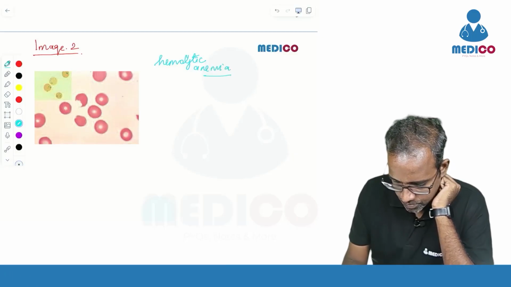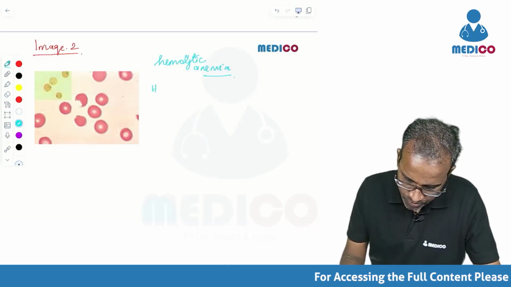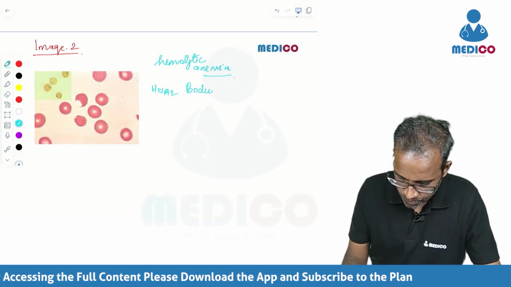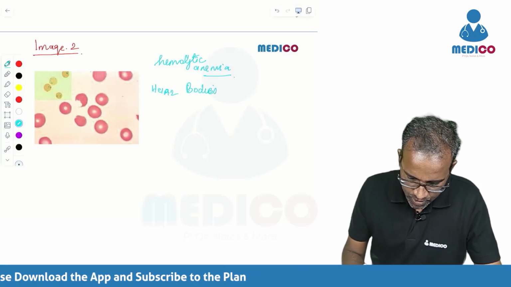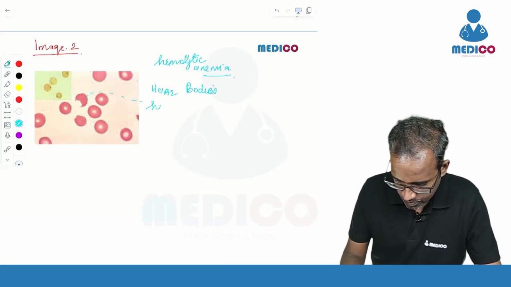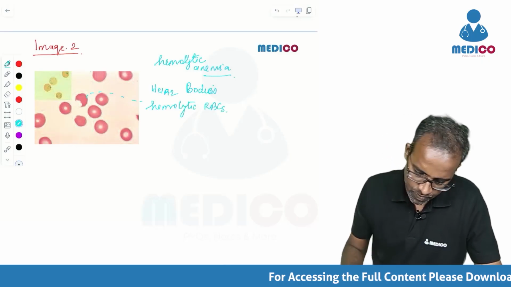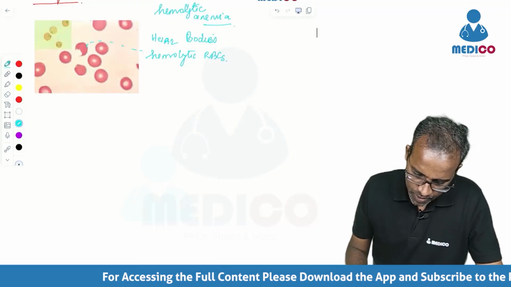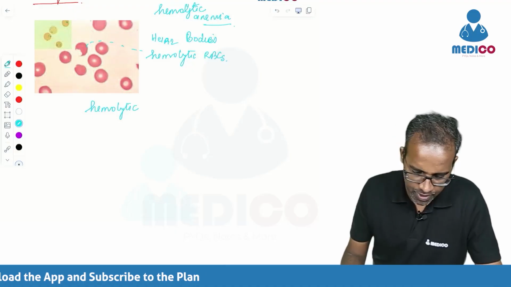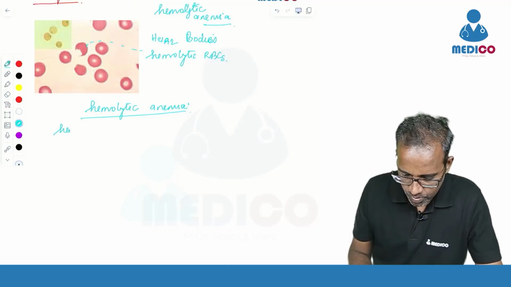Anemia, where you can see these classical cells called Heinz bodies. What you see here in the inset, Heinz bodies, and the cells will look like bitten off. These are the hemolytic RBCs. Hemolytic anemia can arise because of hemolysis, which can be intravascular hemolysis or extravascular hemolysis. The intravascular hemolysis is usually characterized by hemoglobinuria.